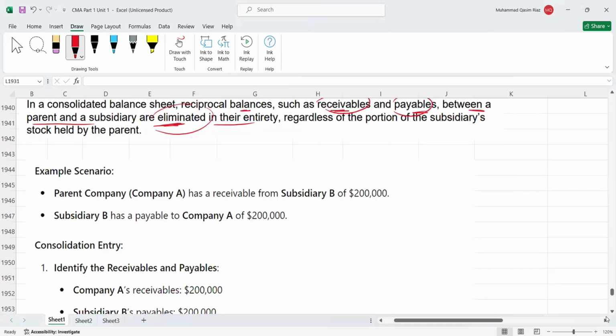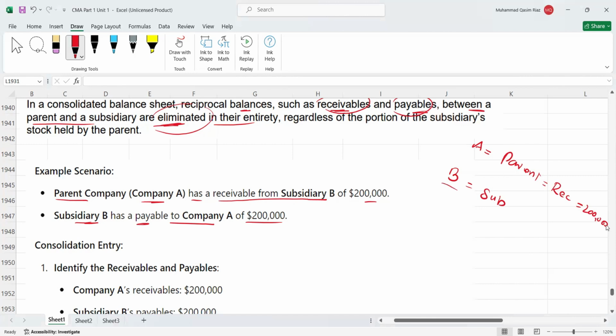Let's assume the parent company, which is company A, has a receivable from subsidiary B of 200,000. Actually, company A is our parent company, and company B is our subsidiary company. In the parent company balance sheet, there is a receivable of 200,000, and this 200,000 company A will receive from B. And company B, which is the subsidiary, has a payable to company A of 200,000.